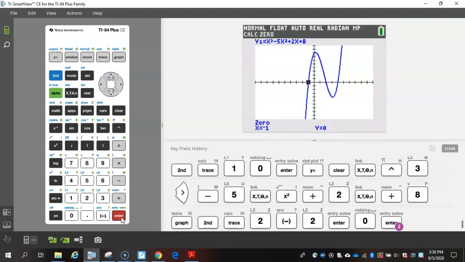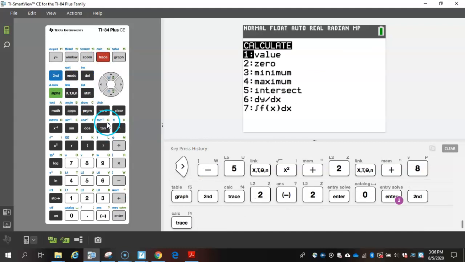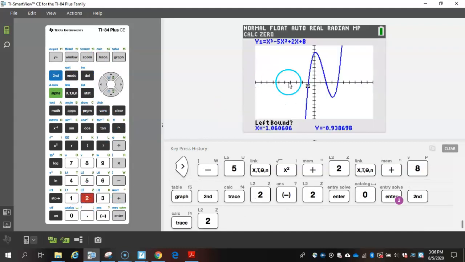One of the zeros is -1, which is what it looks like. On to the next one, do a 0. Here, I need a left bound of this, so I'm going to say 1. A right bound of this, I'm going to say 3.